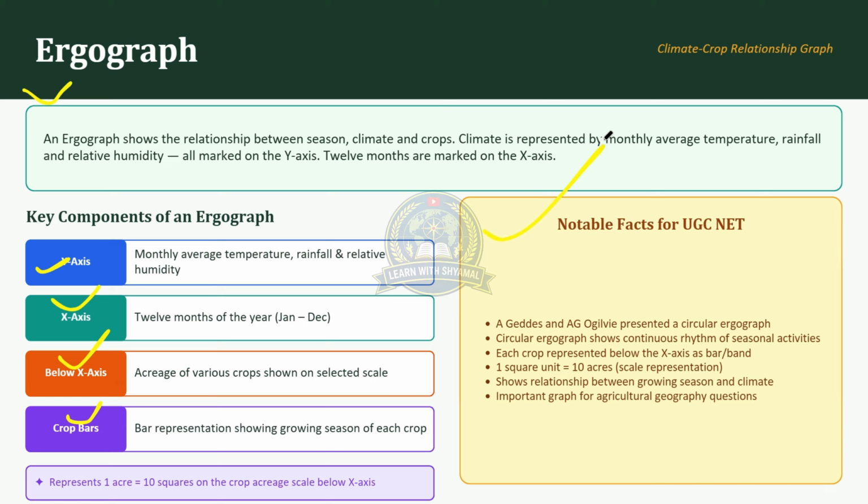Notable facts for UGC NET: A.G. Ogilvy presented a circular ergograph. The circular ergograph shows the continuous rhythm of seasonal activities. Each crop is represented below the x-axis as a bar divided by bands. 1 square unit equals a 100 acres scale. The representation shows the relationship between growing season and climate. An important graph for geography and agricultural geography questions.